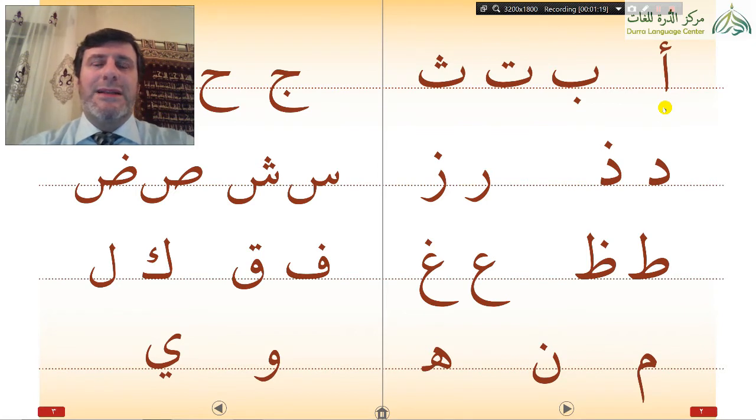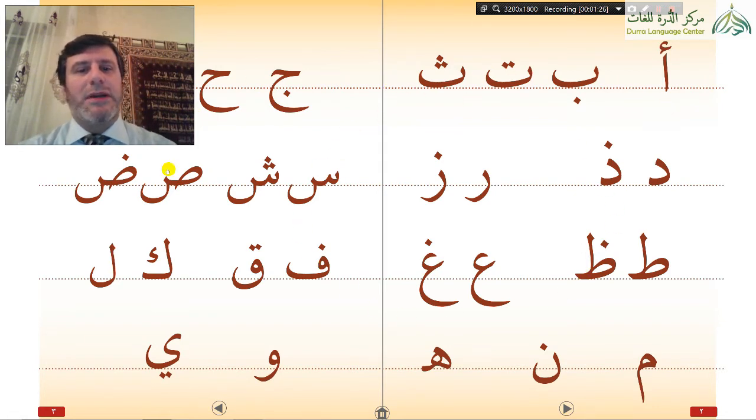Huruf means letters, alphabets. Here you see the complete set of alphabets in one page, summarized in one page. There are 28 letters. Of course, in Arabic we write from right to left, and as you see here, this dotted line shows you how to write the letter.